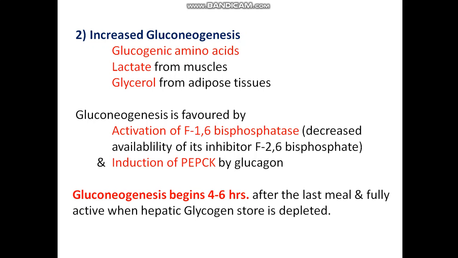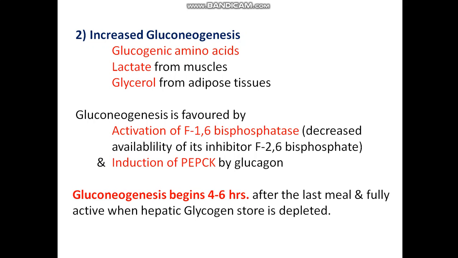The second point is increased gluconeogenesis. Substrates for gluconeogenesis are glucogenic amino acids, lactate from muscles, and glycerol from adipose tissue. And this gluconeogenesis is favored by the activation of fructose 1,6 bisphosphatase, which is activated due to the decreased availability of its inhibitor, that is fructose 2,6 bisphosphate, because glucose level is low.